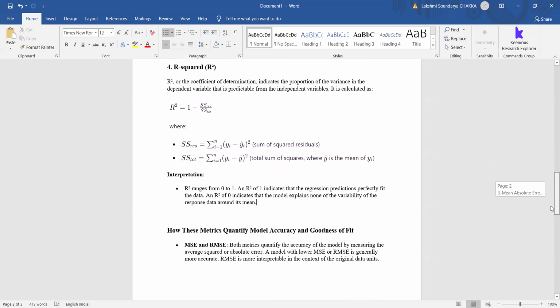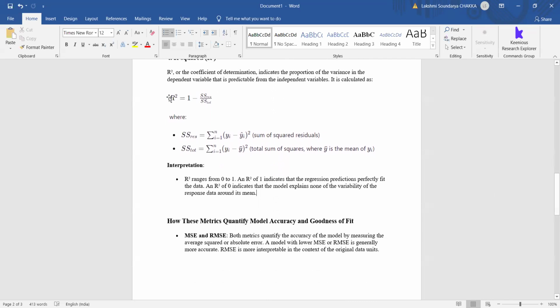How can we interpret it? This R squared value ranges from 0 to 1. If R squared is equal to 1, that means the regression predictions perfectly fit the data. If R squared is 0, what does it mean? None of the variability of the response data is explained around its mean.